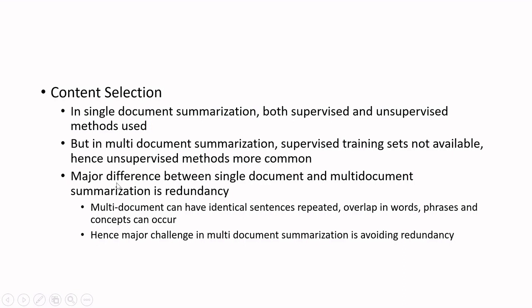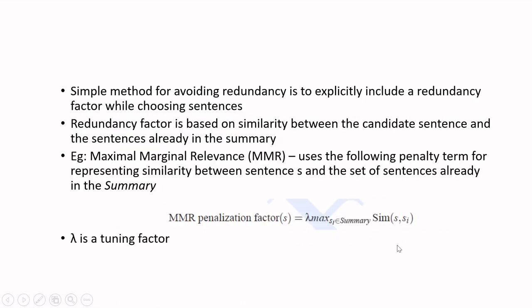Okay. Now, but the major challenge in multi-document content selection is the problem of redundancy. So here we are talking about say multiple articles on the same topic. So what happens is the same information can be repeated in all the articles, which means if we do a summarization or content selection, the same sentences can be repeated. So that is called redundancy. Multi-document can have identical sentences repeated, overlap in phrases, words, and concepts can occur. Hence, a major challenge is avoiding redundancy.